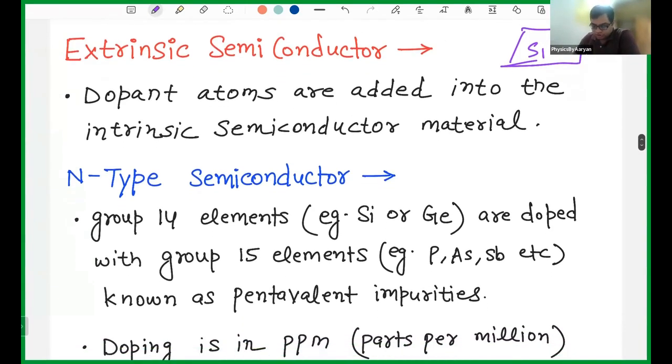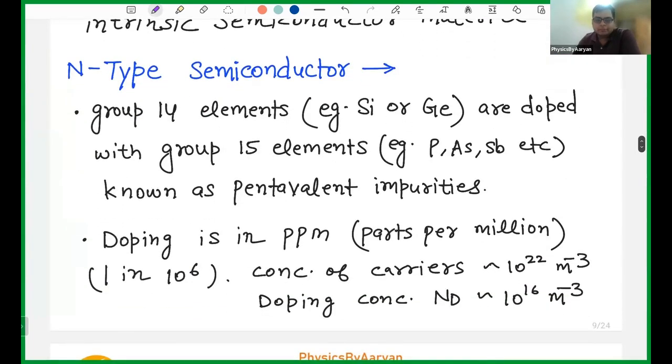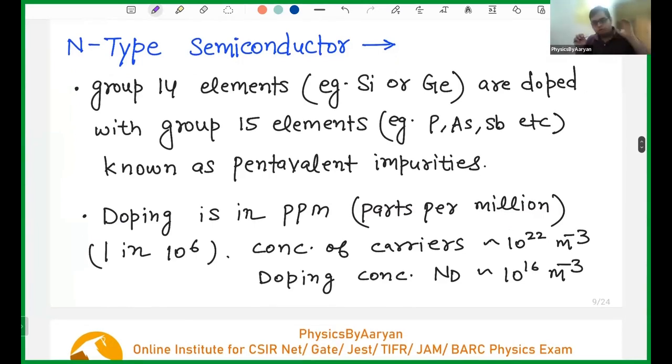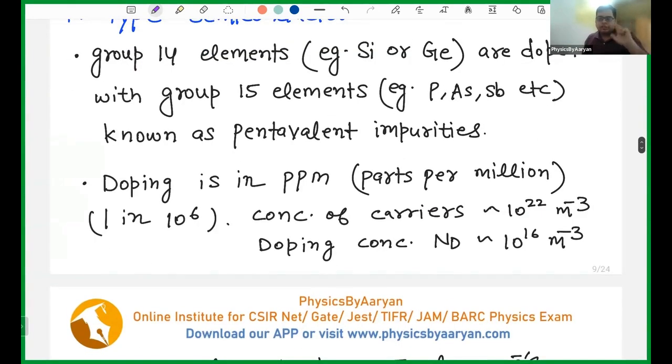Now, there are two kinds of extrinsic semiconductors. One is N-type. You have group 14 elements, and now you have group 15 elements. Group 14 elements have 4 electrons in their valence shell. Group 15 has 5 electrons in their valence shell. What are group 15 elements? Phosphorus, arsenic, antimony, etc.